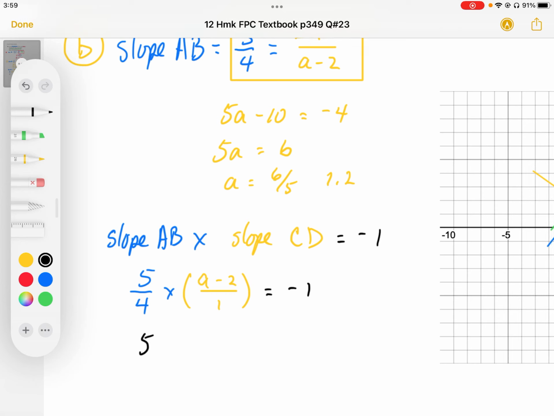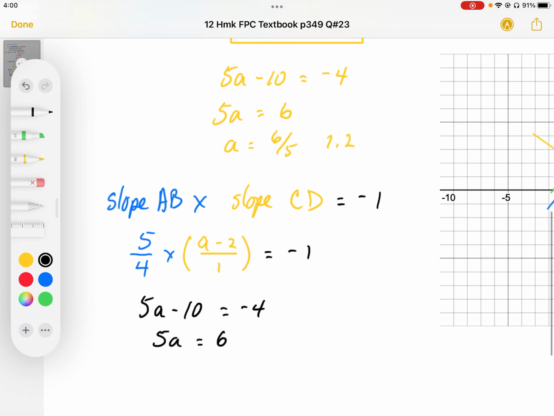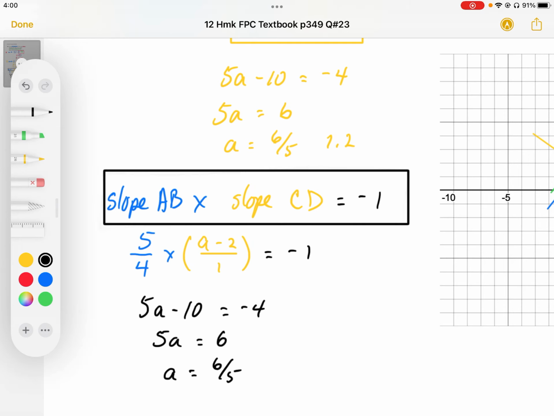I end up with the same thing. I end up with 5A minus 10 over 4, so I'm going to multiply both sides by 4, and I get the same result. A is still equal to 6 over 5, which is 1.2. Okay, so this is just an alternate way to set up the perpendicular slope equation, where we can multiply the slopes of perpendicular lines together, and we get it equal to negative 1.